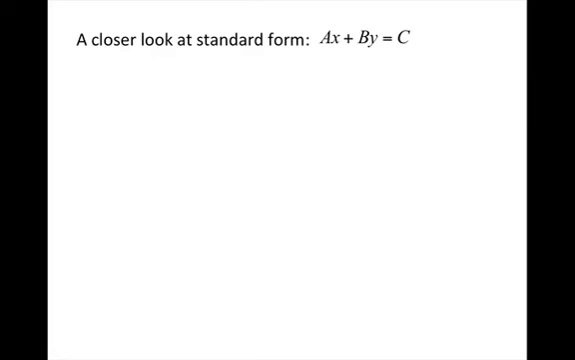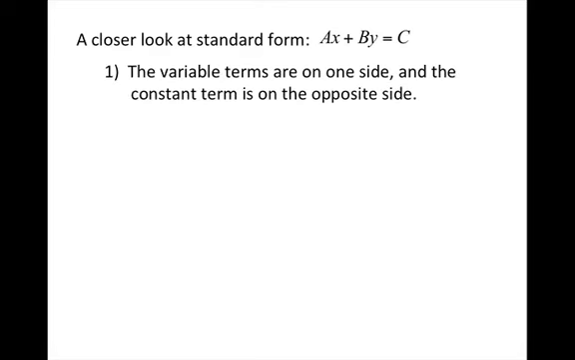Some special notes on the standard form, the ax plus by equals c. First, the variable terms are on one side and the constant term is on the opposite side. Some books do put the c on the side with a and b, and they set this equation equal to 0. But for this class, we're going to put the constant on the other side, the opposite side of the variables.